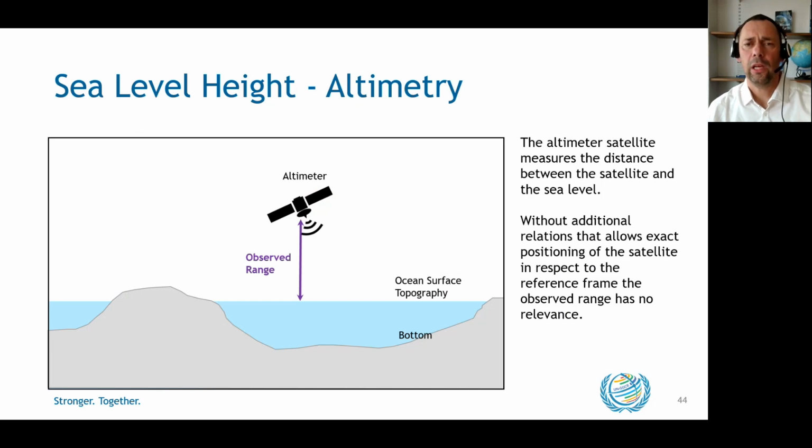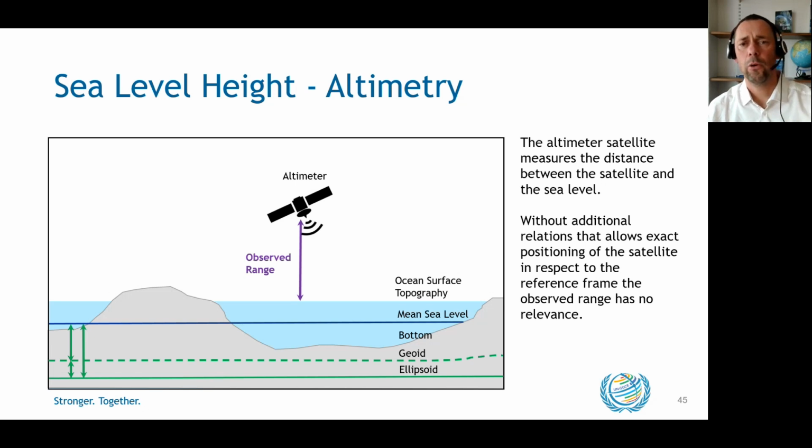Usually, people take it for granted that there are some satellites like altimeters that are doing some measurements and deliver resulting values we are familiar with. The reality is far away from that. In the figure, you see an altimeter satellite measuring the distance from the satellite to the sea level. But what does this value tell us without any relation to a reference frame or datum? Without additional relations, the observed range has no relevance. And not just the satellite, also the sea level needs a relation to a reference frame.